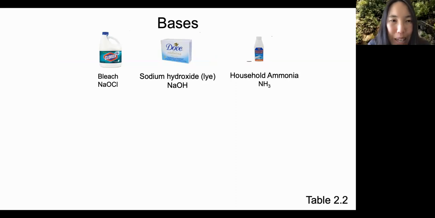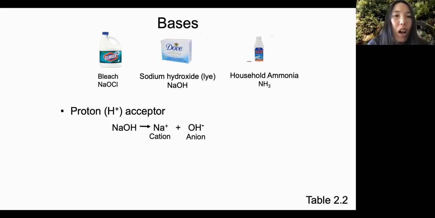Next, let's talk about bases. I've shown here some common household bases such as bleach, sodium hydroxide or lye, which is found in bar soaps, and ammonia. All bases are proton acceptors. Take, for example, sodium hydroxide or NaOH. When NaOH dissolves in water, it dissociates into a sodium cation, which is a positive charge, and an OH anion, which is a negative charge.